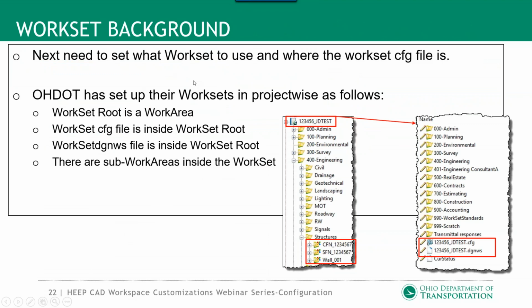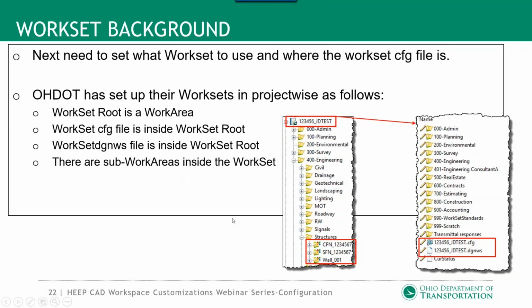Going a little bit forward, the last thing we have to do is tell it what workset to use, right? A little background on how we set up our worksets inside ProjectWise: our main workset folder is a work area, and in our template we have sub work areas. That's important to note because we're about to use some config variables that find these. We also put our config file and our DGNWS inside our workset root. These aren't the default locations for these two files, so in our configuration, we have to specify how MicroStation should find these.